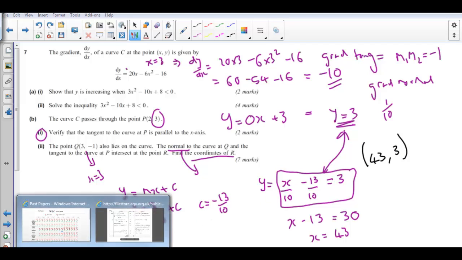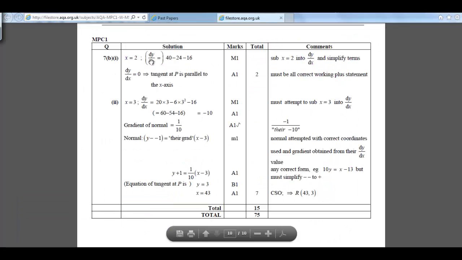7 marks. Let's see what got those marks. Part 1: verifying that the tangent at P is parallel to the x-axis. x equals 2 gave us 40 take away, we've already talked about that. The last bit, x equals 3, gave us a gradient at that point of minus 10. We attempted to sub x equals 3 into dy by dx to get the gradient of the tangent. So the gradient of the normal is the negative reciprocal, minus 1 over 10, gives us our 1/10. Normal attempted with correct coordinates, using the gradient obtained from their dy by dx value.